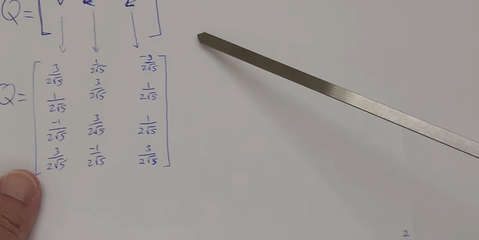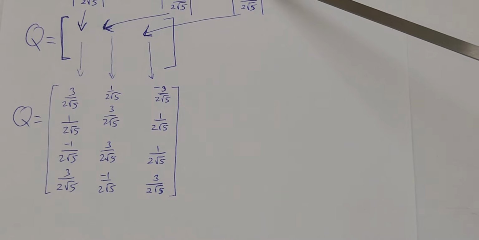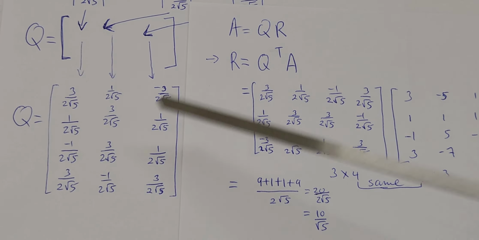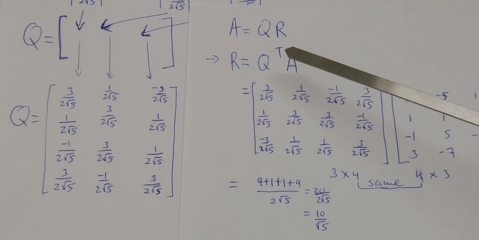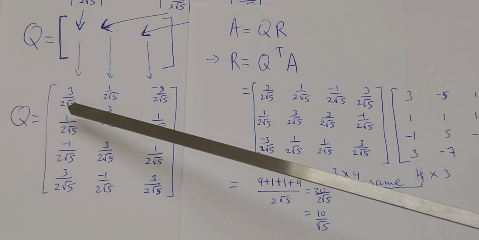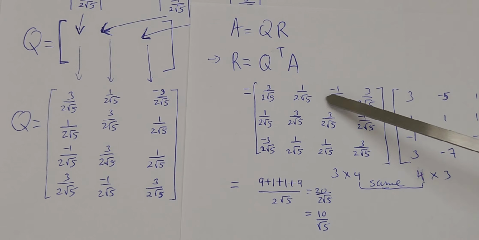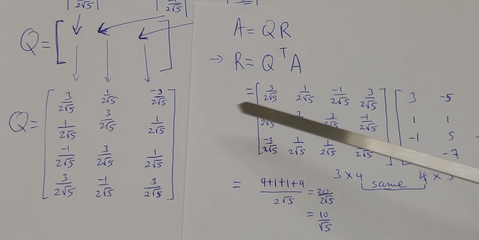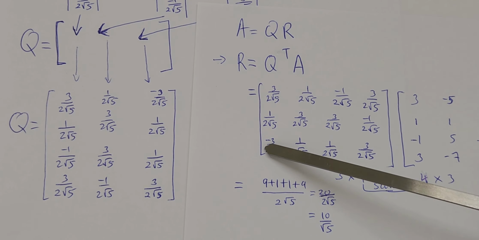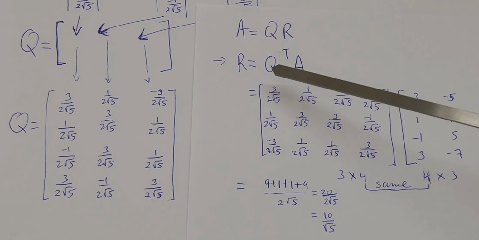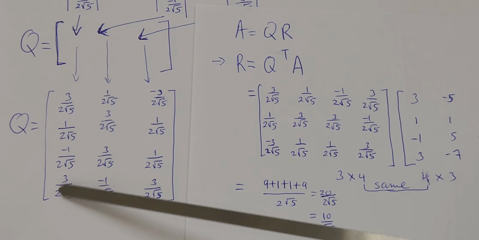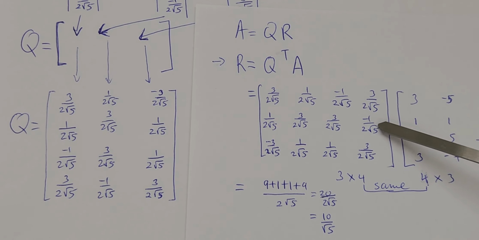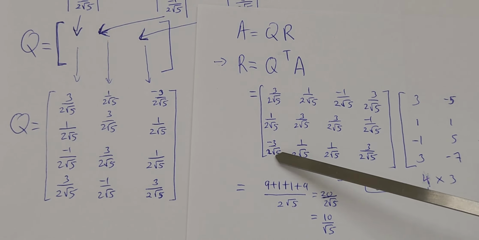So here's my column. All right, here's my column. So QT means this is my Q. QT means column, write it as row. Column, write it as row. Column, write it as row. Okay, so that's what QT stands for. First column becomes first row. Second column, second row. Third column, third row.